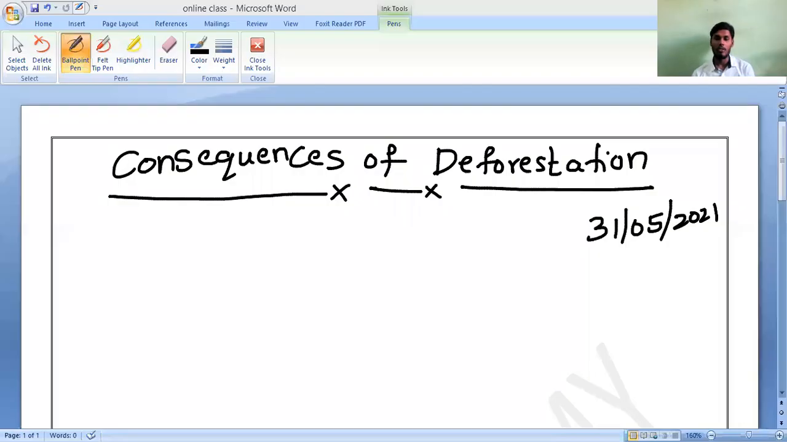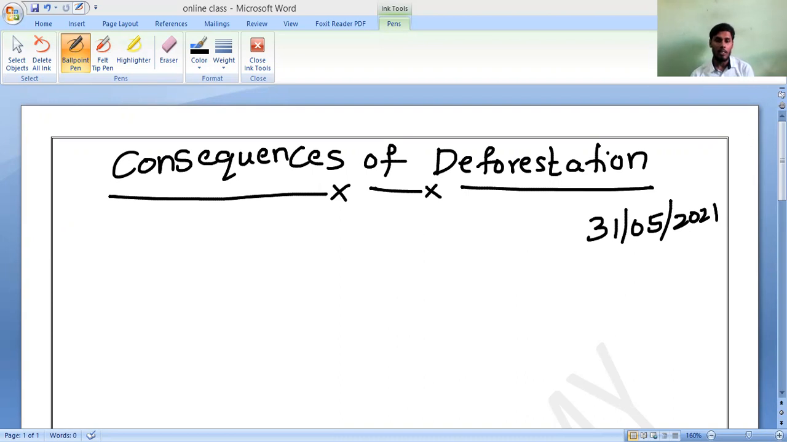So in last class, we studied what deforestation is and what the causes of deforestation are, like human-made causes and natural causes of deforestation. Now at present, we are discussing the consequences of deforestation. In last class, we already discussed two consequences of deforestation. If you observe, can you say what the first consequence we have already studied is?